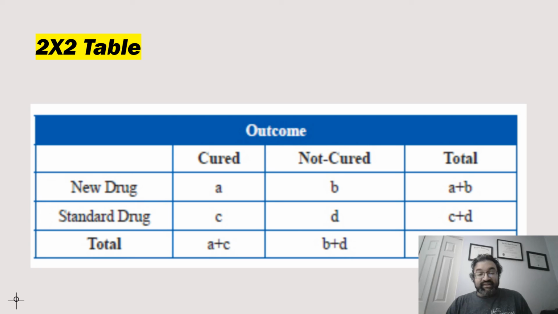Now if we look at this contingency table, or table that shows some of these, again, in here as well, new drug versus standard drug, cured versus not cured. Again, the odds ratio for this would be AD divided by BC. And so this has kind of similar. And then if you want to do relative risk, which is probably a more suitable measure here, it's A over A plus B divided by C over C plus D.